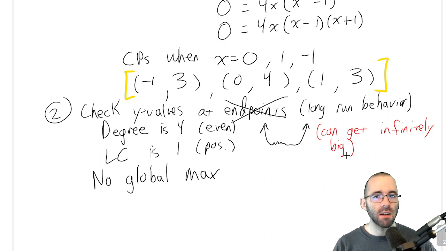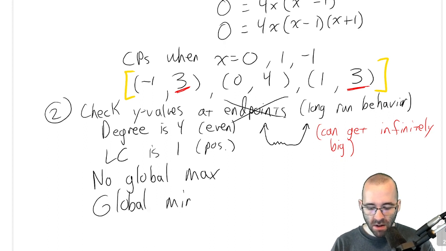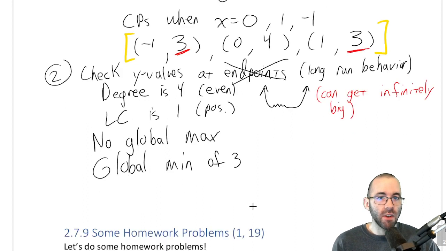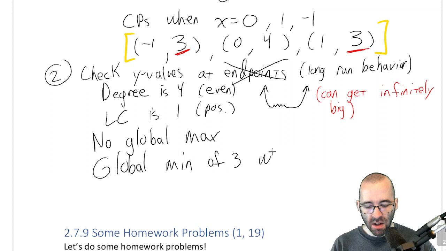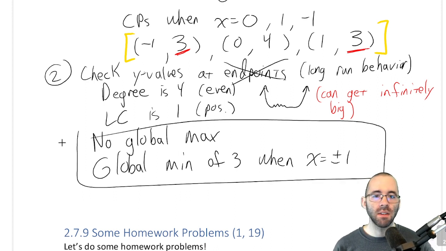What are our candidates here? These are our 3 candidates. Which one's the smallest? Both of these. So how do you write that? We're going to say global min of 3, right? The global minimum is the y value. So it doesn't matter if there's 2 x values, we still write that the same. When does that happen? When x is either positive or -1.